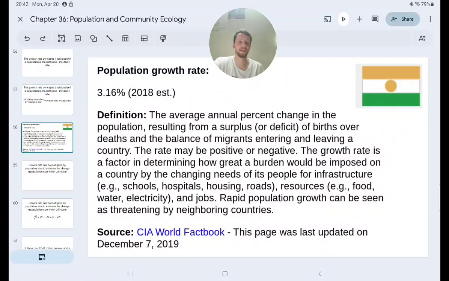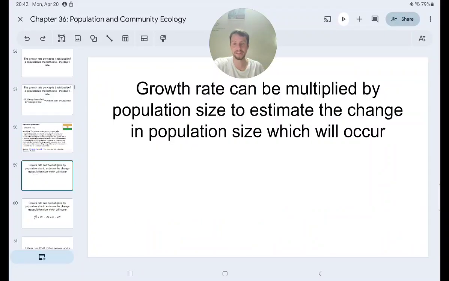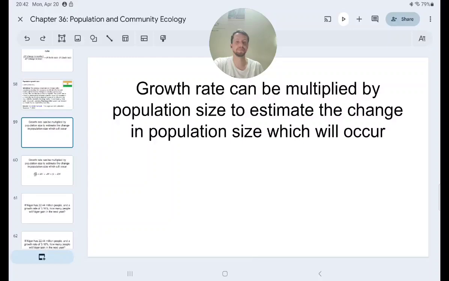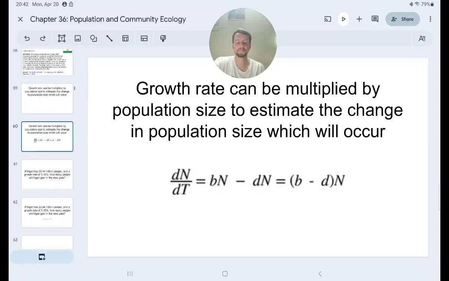So for example, in Niger, the birth rate is about 3%. The growth rate is about 3%. That means every year the population size increases by 3% of what the population is. Growth rate can be multiplied by the population size to estimate the change in population size which will occur. And so the birth rate minus the death rate equals the growth rate, and the growth rate can be multiplied by the population size to determine what the change in the population size per year is.